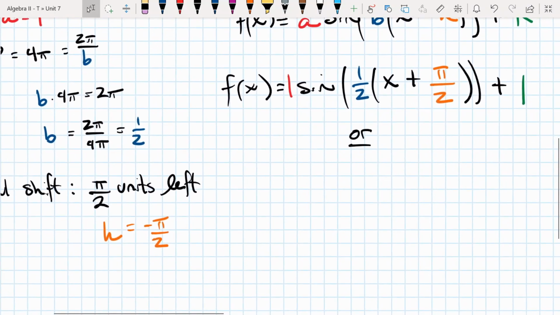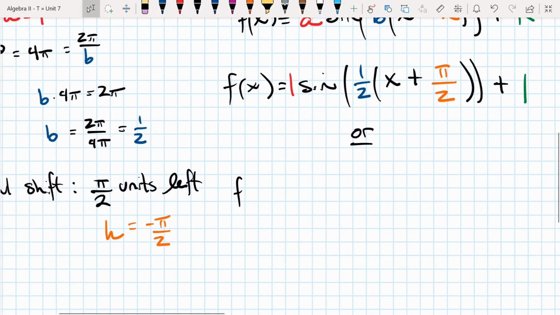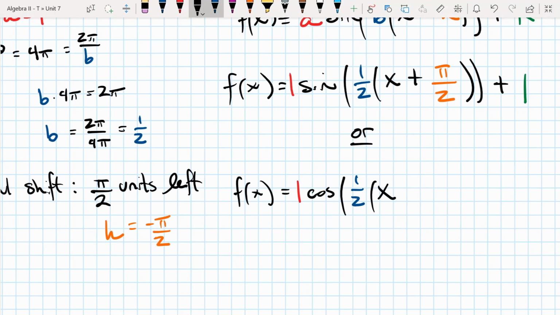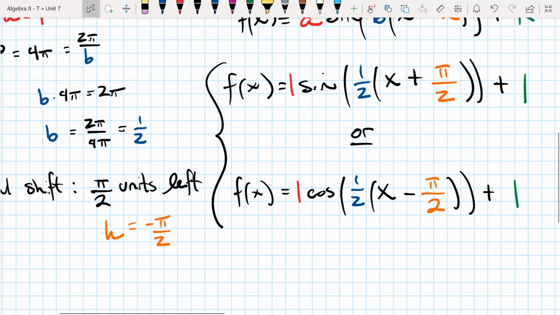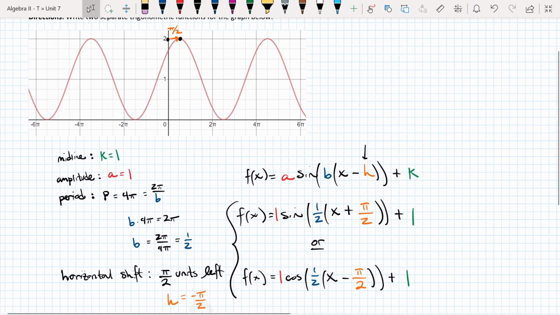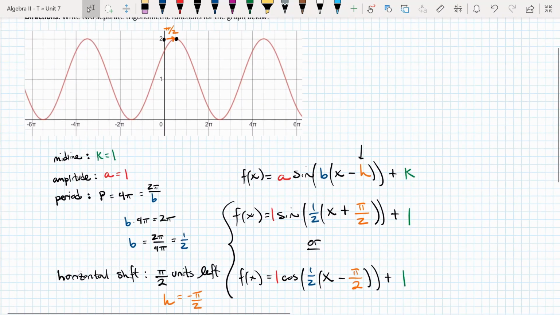So the answer here, our second function, is going to be the same exact thing, except as a cosine function, it's going to be 1/2 times x minus pi over 2. Because if we want to treat it as a cosine function, we have to shift it to the right instead of to the left. If we want to treat it as a sine function, we shift it to the left. So these two functions are the same exact thing. They are just written differently. They both model this graph at the top.